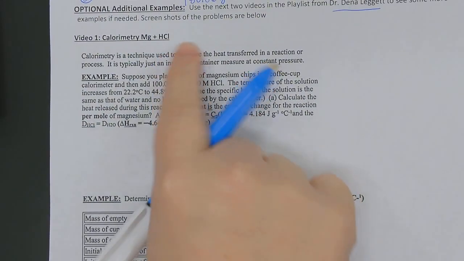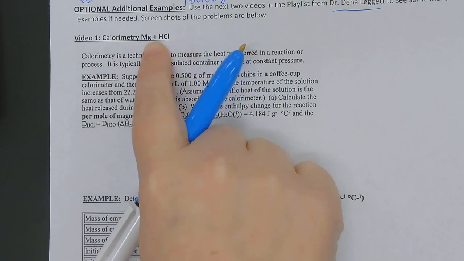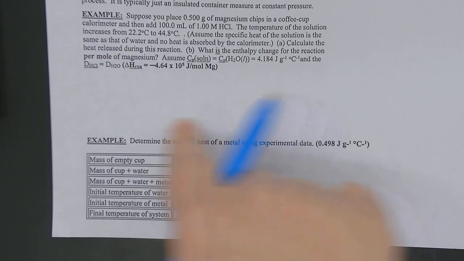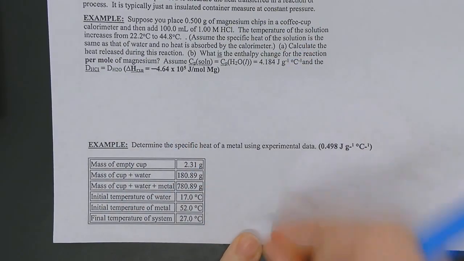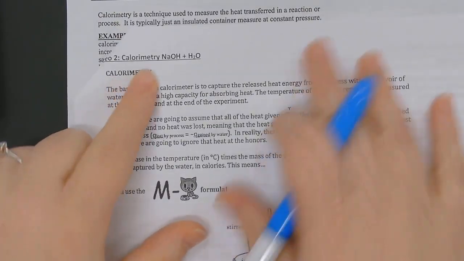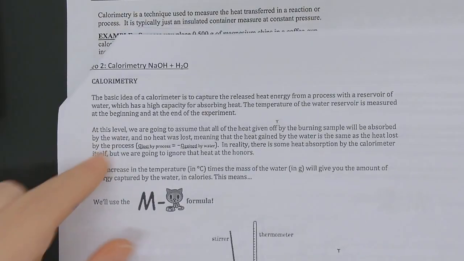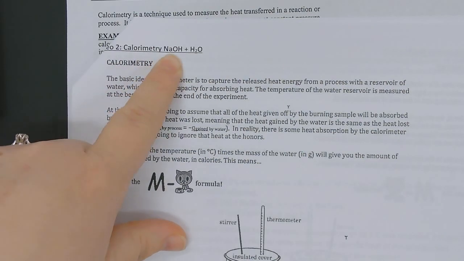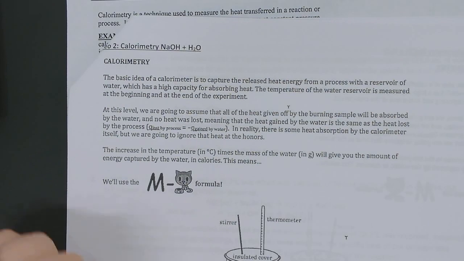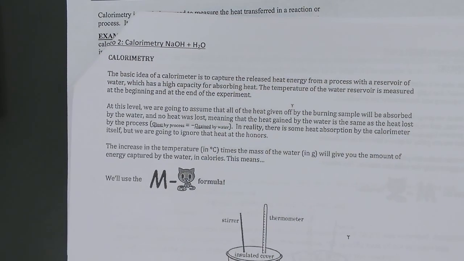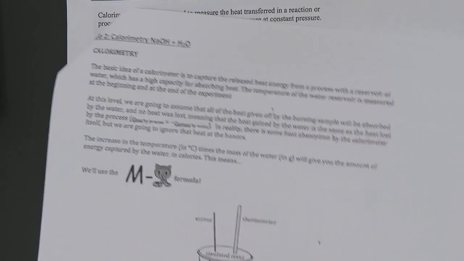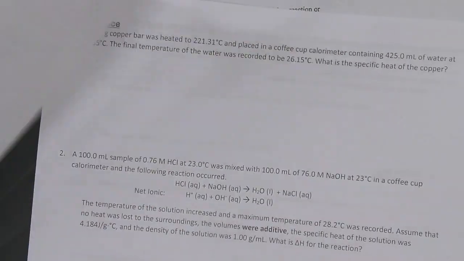So there's the first video, it says calorimetry, magnesium plus hydrochloric, so it'll have that and then a metal. This one's nice because it shows experimental data, so how do we pull those numbers? And then in your packet, the real page 8, okay, so that goes into the video number 2 on calorimetry, NaOH plus water. So this is another dissolving problem, and she does a nice example of a dissolving problem. So I've got that there for you. So those are optional. You don't have to do them, but they are available to you.